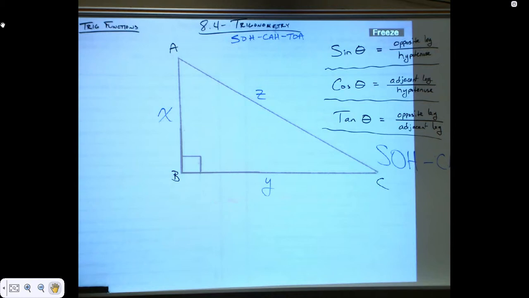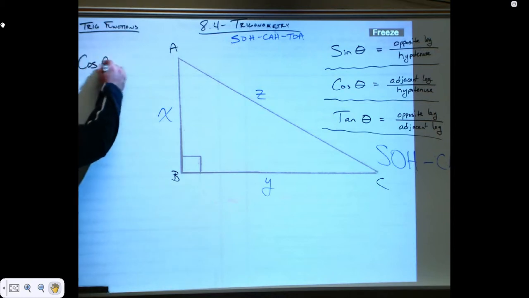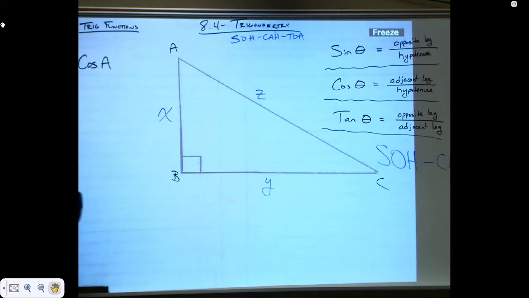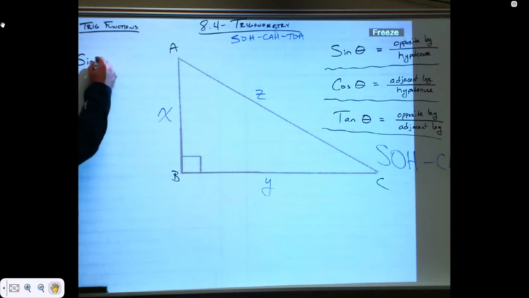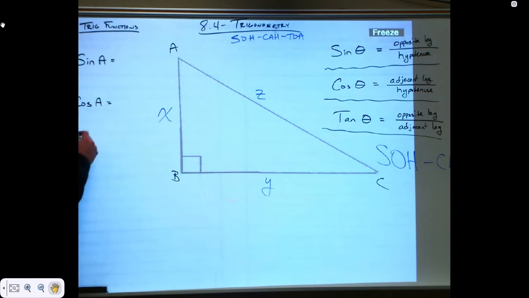First thing we're going to do is find the sine first. What's the sine of A? What is the cosine of A? And what is the tangent of A? That's how you'll see it written.